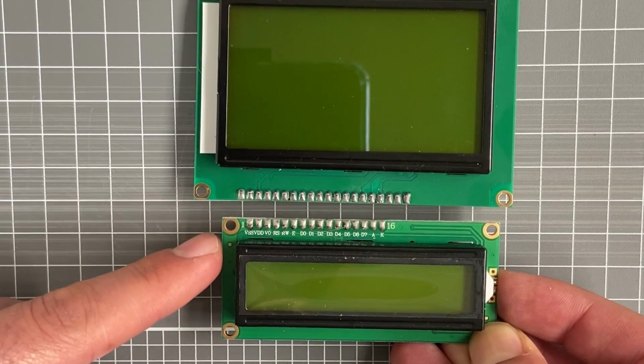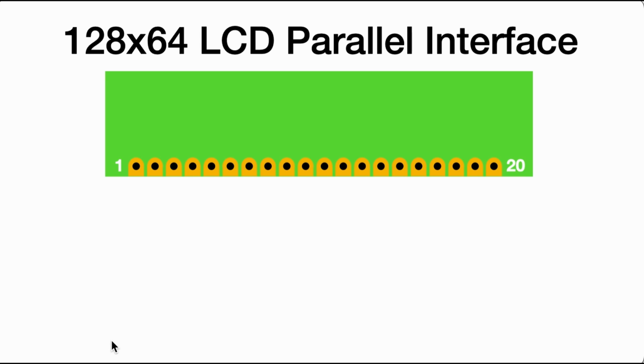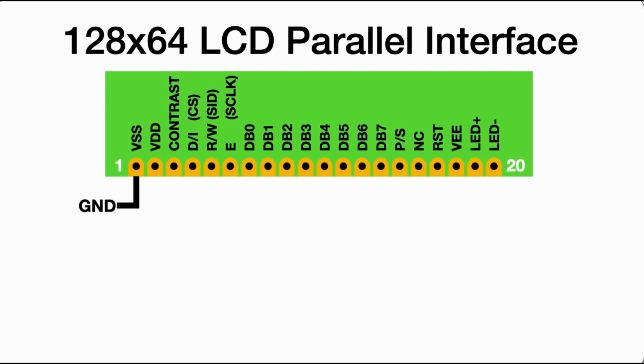So let's see how we can fit this screen onto the tech computer. The graphical LCD has 20 connections. A standard 16 by 2 has only 16. But in total, there's actually only one extra pin. Let's have a look at the pin connections now and how we can connect this to the Z80.